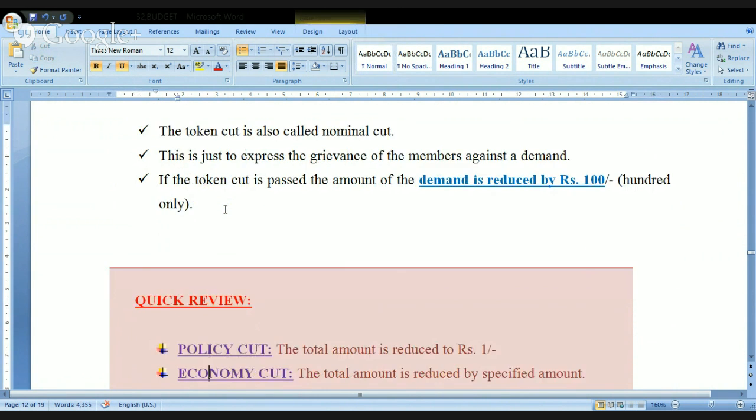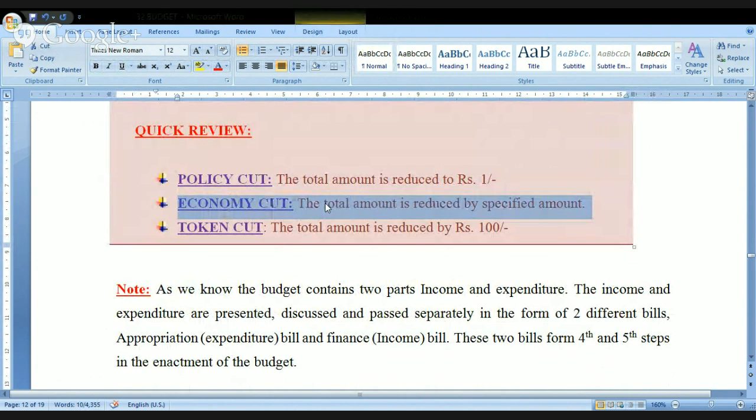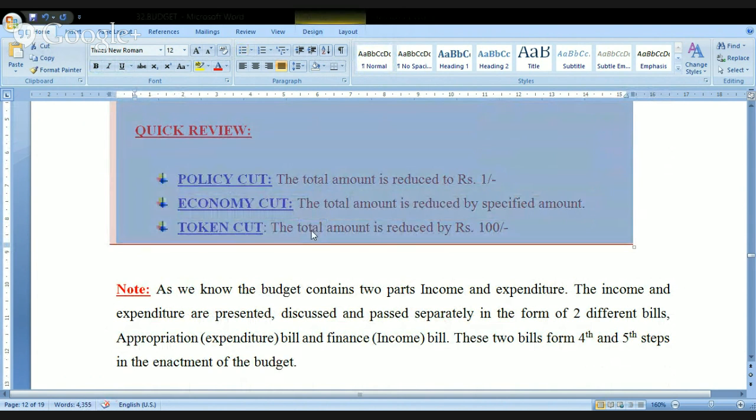Look at this quick review. We have 1, 2, 3. In policy cut, the total amount is reduced to 1 rupee. In economy cut, it is reduced by a specified amount. In token cut, it is reduced by 100 rupees.